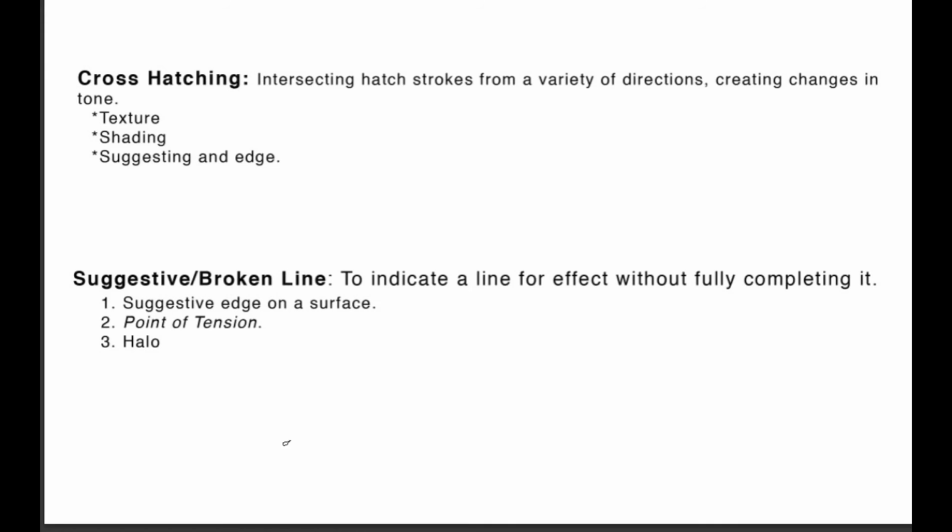Broken line is when you have a line, except it starts to kind of fizzle out and it starts up again, like that. There is a reason for that oftentimes. That's called a point of tension. So what happens there is when light hits a surface, let's say light is going to hit this area and it's going to get all shiny, all right?